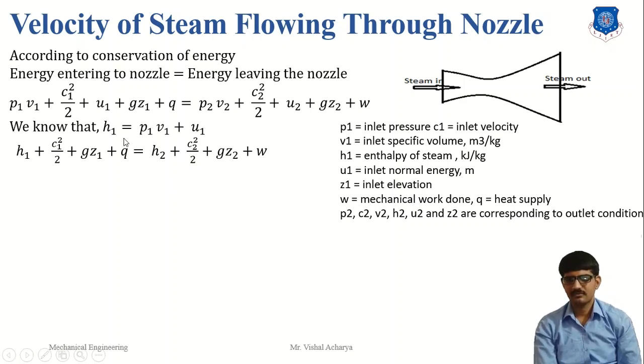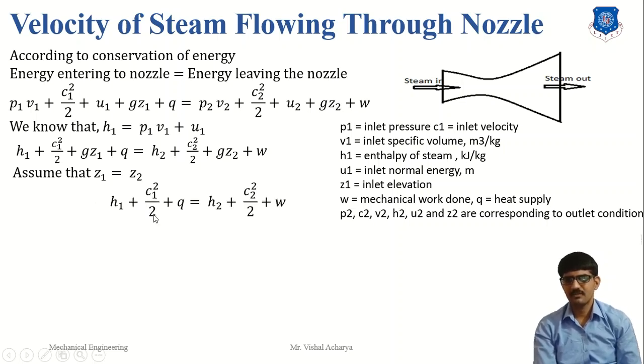In this condition we assume that the elevations Z1 and Z2 are the same, so gZ1 is equal to gZ2 and these two terms cancel out. We get H1 plus C1 square by 2 plus Q is equal to H2 plus C2 square by 2 plus W. Here we assume no heat addition and no work output. So we get the equation H1 plus C1 square by 2 is equal to H2 plus C2 square by 2. From this we find the velocity at the outlet of the nozzle, C2.